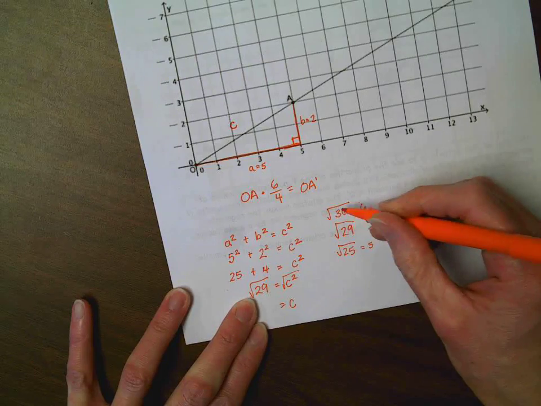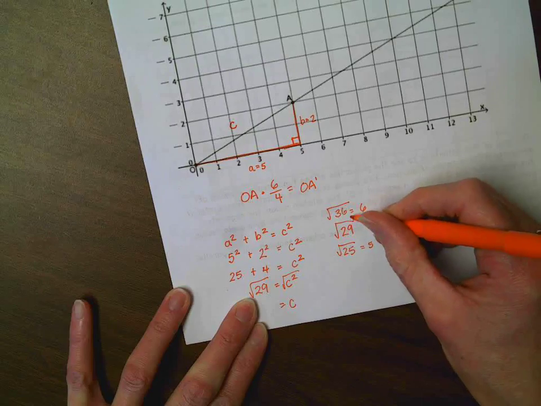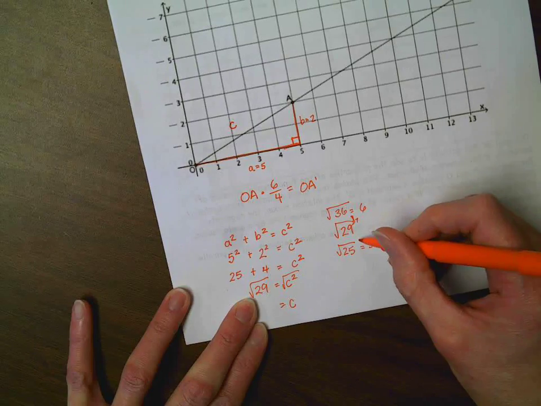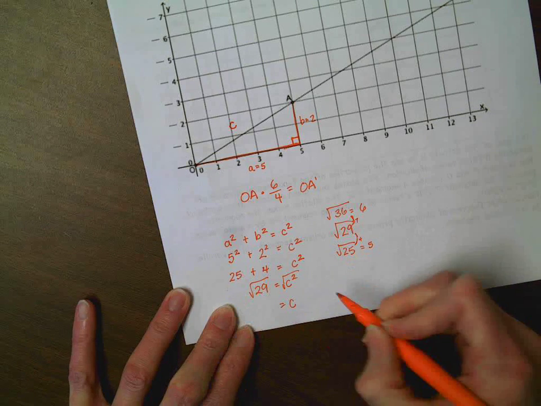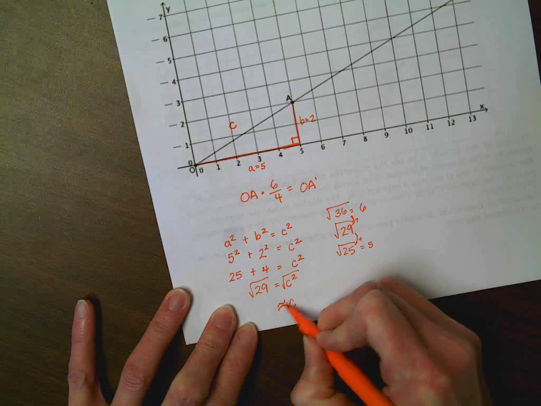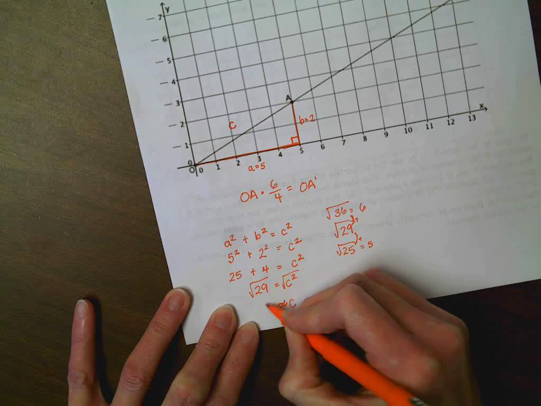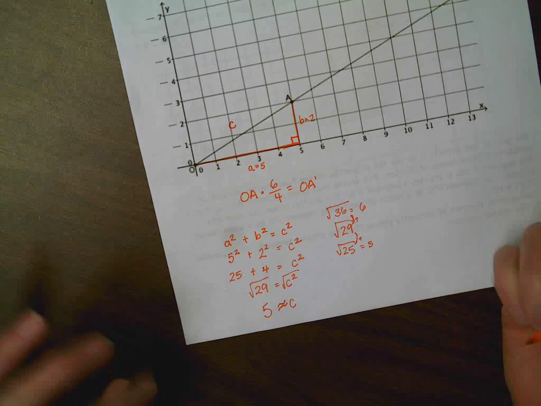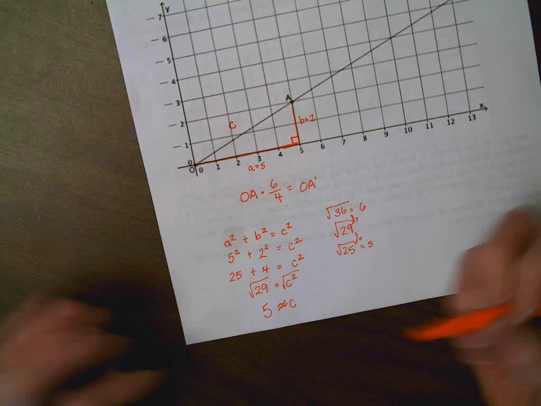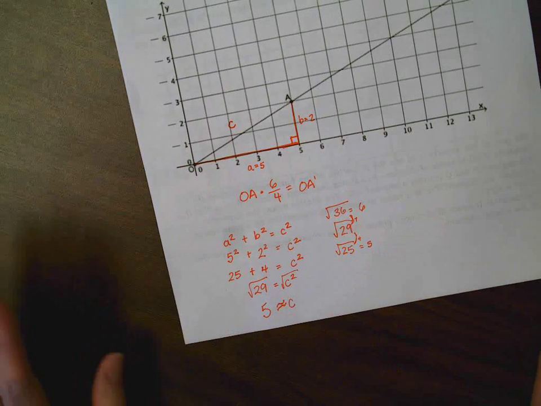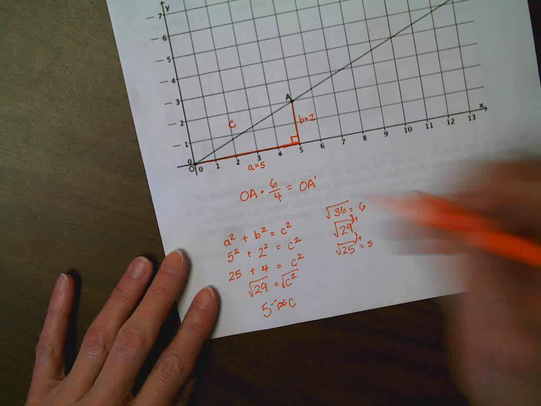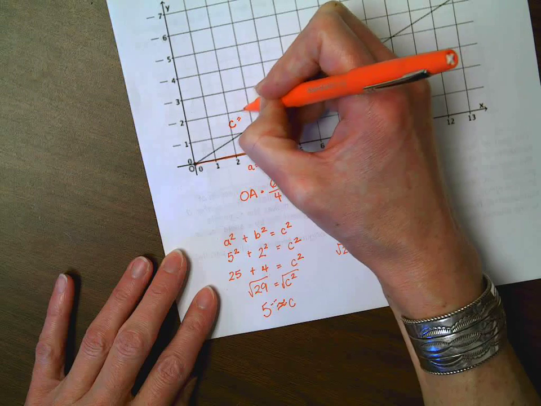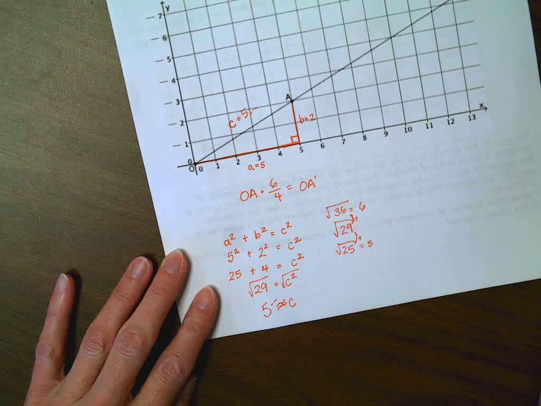So 36 minus 29 is 7, so there's 7 in between these two, and the distance between these two is only 4. So we're going to say that C is about, remember, 5, okay? And so we would know that if we actually used a calculator, that we would know that it's 5 and a little bit more. So we would say 5 dot dot dot dot dot. Okay, about. So we now know that this is about 5 and something.